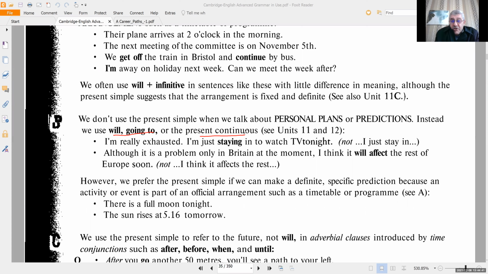Or the present continuous. For example: I'm really exhausted. I'm just staying in to watch TV tonight.